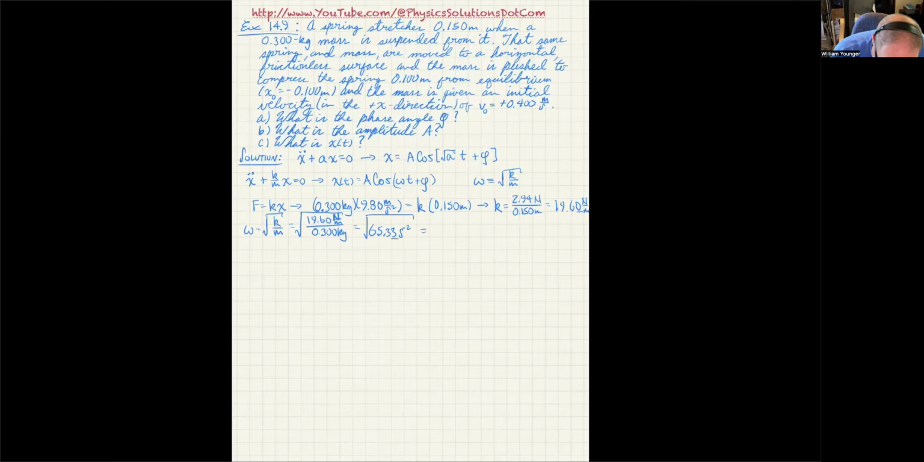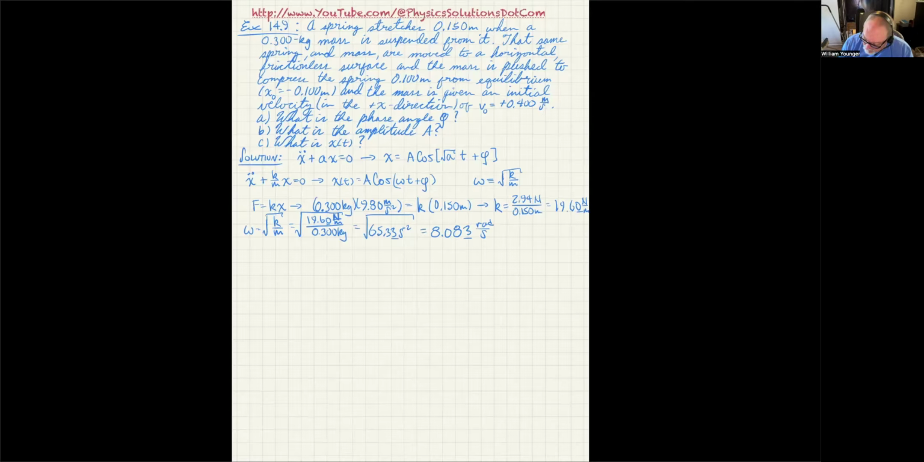And I'm obviously carrying an extra digit everywhere. So now if I take the square root of the 65.333, that gives me 8.083, carrying one extra digit, radians per second, is omega.